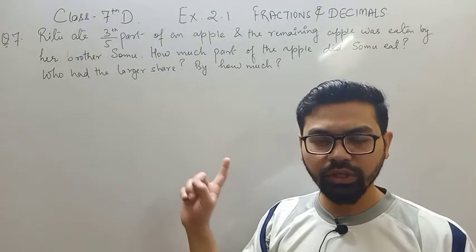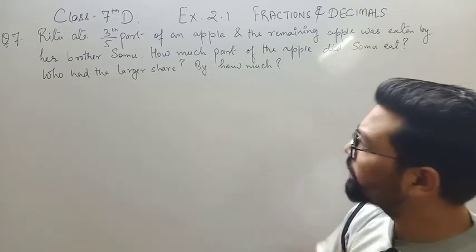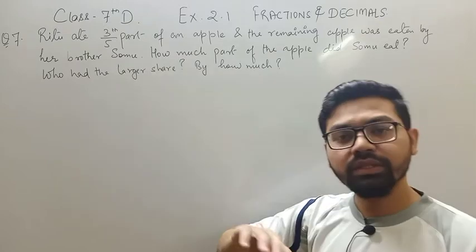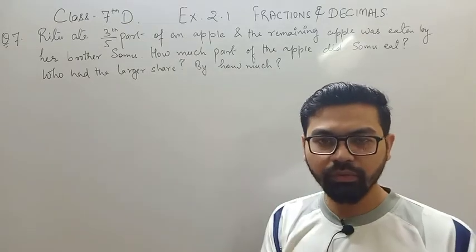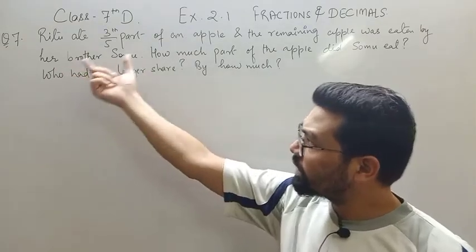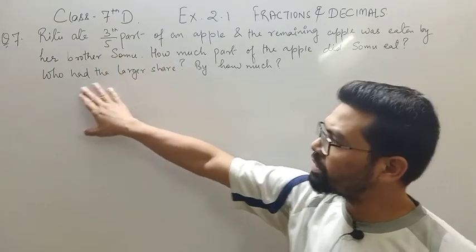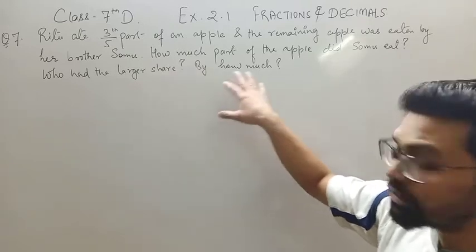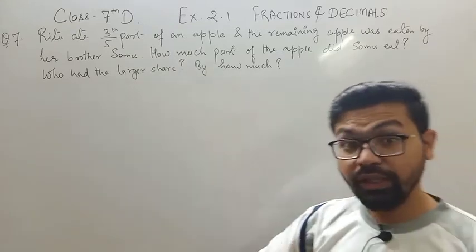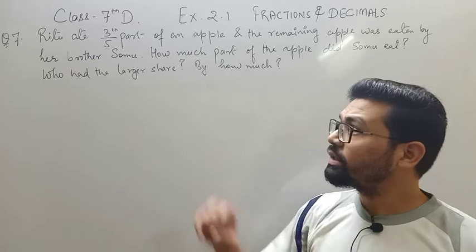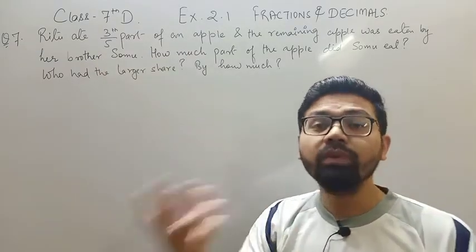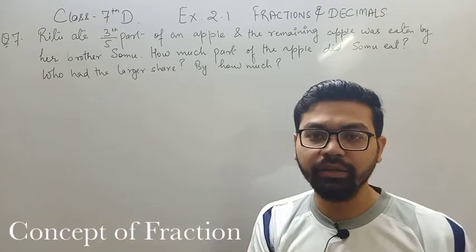First of all, you just need to give the answer of this question. Then the second question is who had the larger share, that is, who ate more from that apple, Ritu or Somu. The third question is by how much, and then in the last you just need to tell that if Ritu has eaten the larger part, then how much extra part she has eaten.